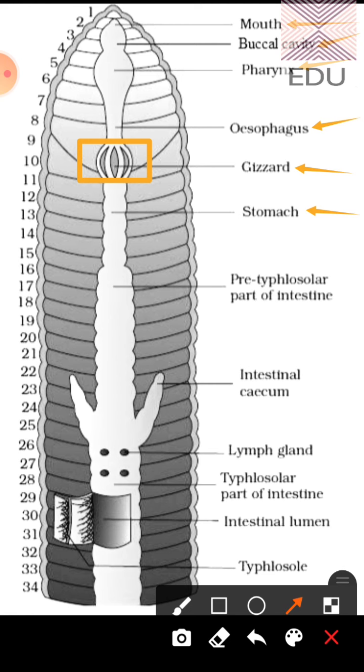Now this stomach is followed by the intestine. So students, here I want to mention that the intestine has 3 parts, and these 3 parts are: number 1, the first part is the pre-typhlosolar part of the intestine.